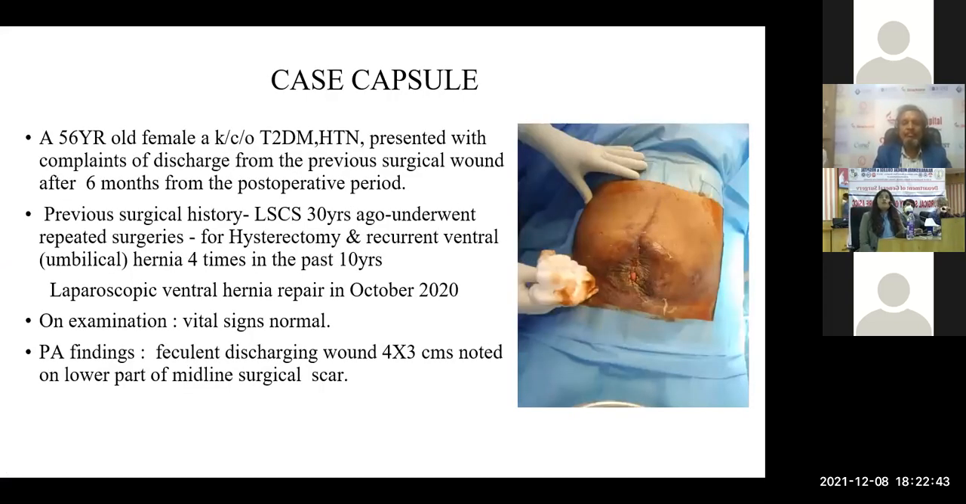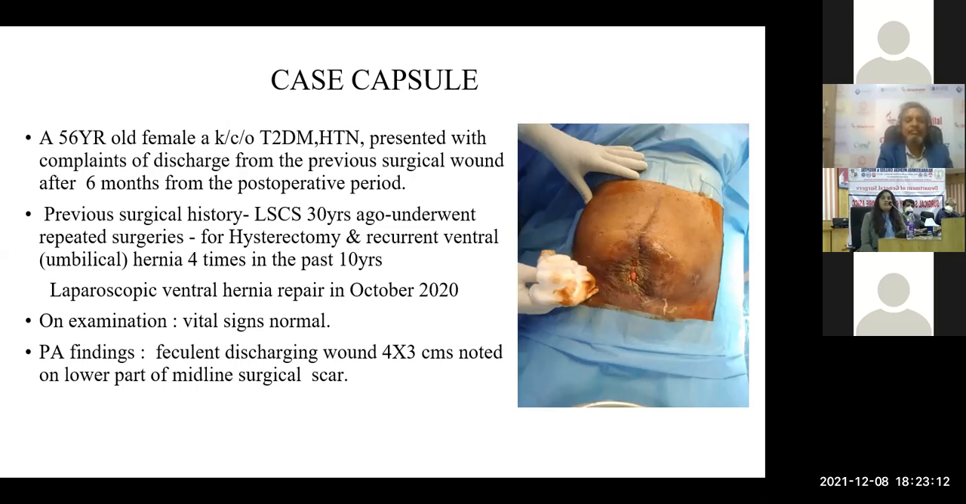Case capsule. A 56-year-old female, a known case of type 2 diabetes mellitus and hypertension, presented with complaints of discharge from the previous surgical wound after 6 months from the post-operative period. Previous surgical history, she underwent LSES 30 years ago. She also underwent repeated surgeries for hysterectomy and recurrent ventral umbilical hernia 4 times in the past 10 years. Laparoscopic ventral hernia repair in October 2020.